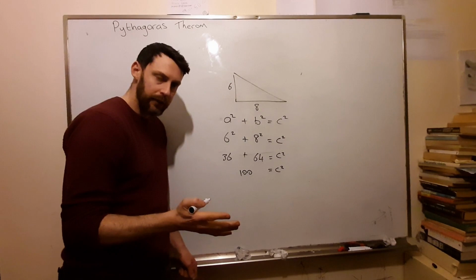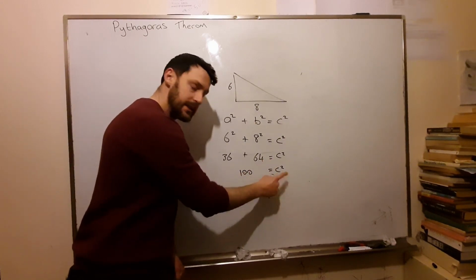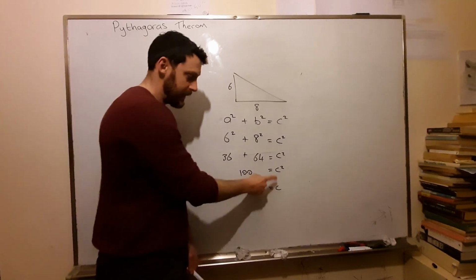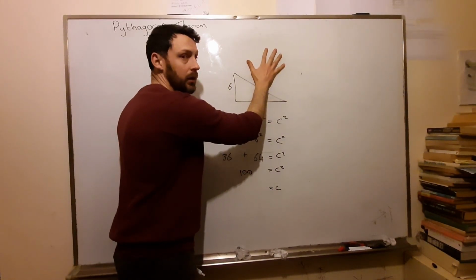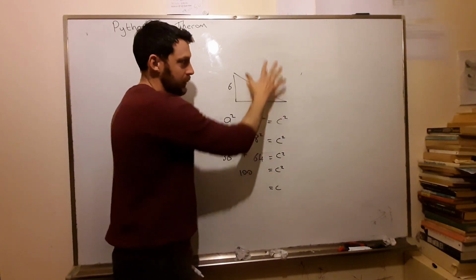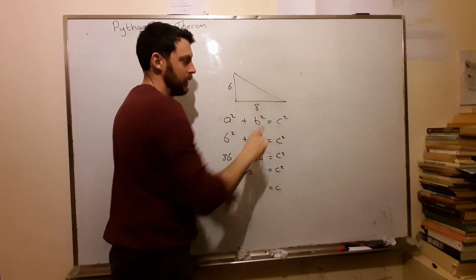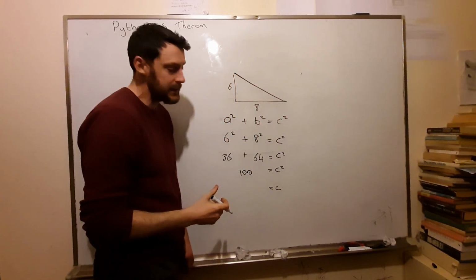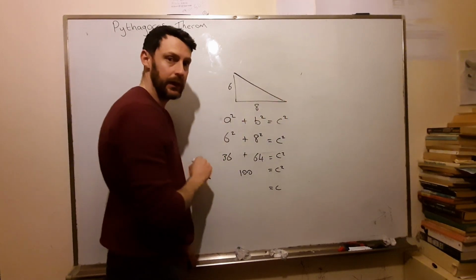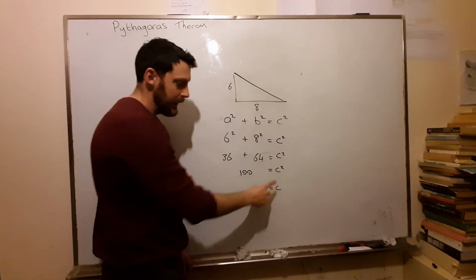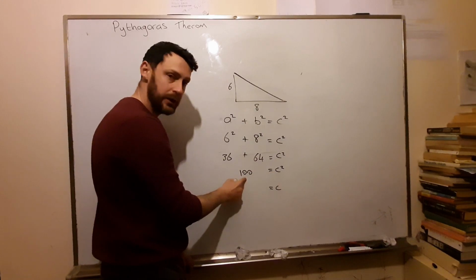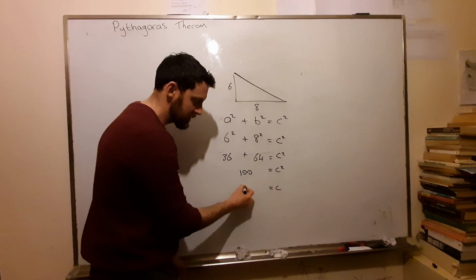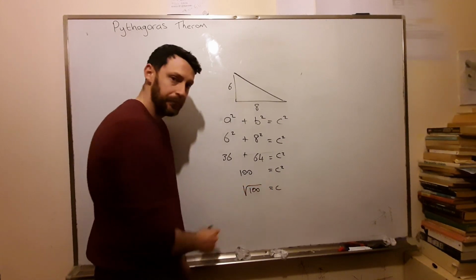Now here's a trick that you might have to learn. I want c on its own. I do not want c squared. What that's telling me is that there's 100 boxes in here. C squared is telling me there's 100 boxes in this shape. But I want to know how long the side is. So how long is the side? If you can't think of it, the method is: c squared is equal to 100, so c is equal to the square root of 100.